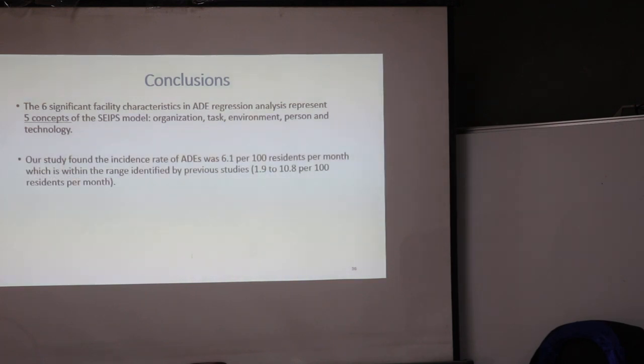In conclusion, I found six significant facility characteristics related to nursing homes. Those are related to the five concepts of my SEIPS model: organization, task, environment, person, and technologies. Those were significantly associated with ADEs. Our study found an incidence rate of 6.1 per 100 residents per month, which is within the range. And eventually, the SEIPS model was really helpful. This was the first study investigating the use of the SEIPS model to identify factors influencing adverse drug events in nursing homes.